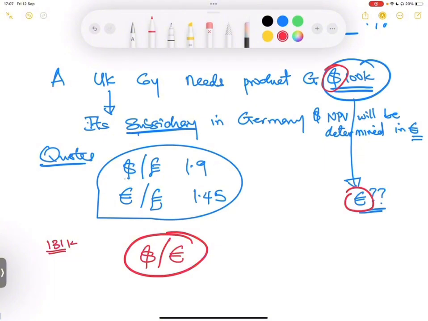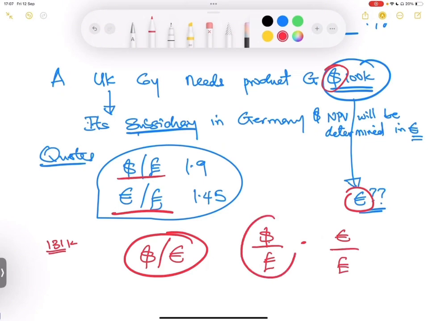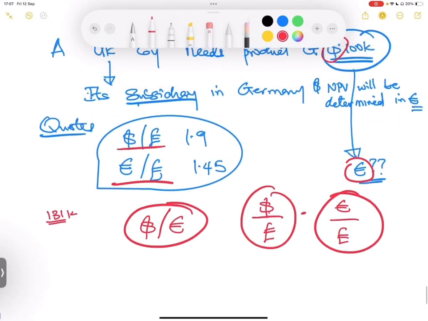So we have dollar pounds, we have euro pounds. We need dollar euro. So let's see what we have. We have dollar over pounds, and we have euro over pounds. Hmm. But we need dollar over euro. So which means we can divide this by this, just like we did the previous one.